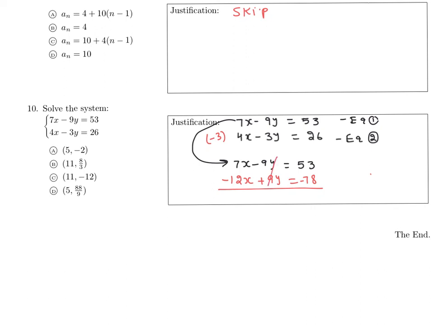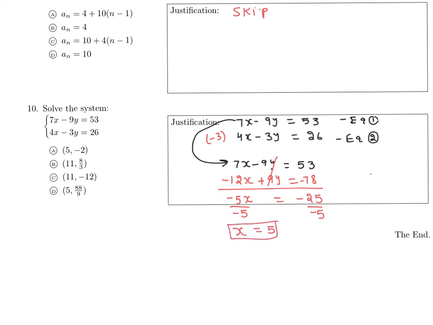Now if you add them, you're going to cancel this. You're going to get negative 5x equals negative 78 plus 53, which is negative 25 on this side. You're going to divide by negative 5 and x equals 5.